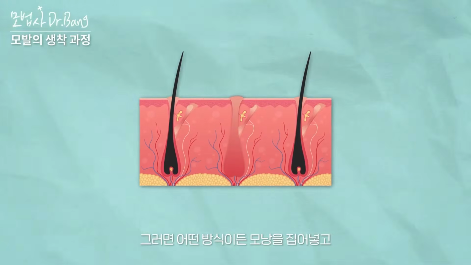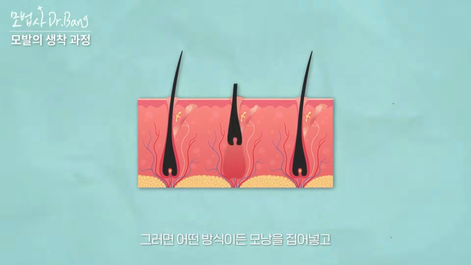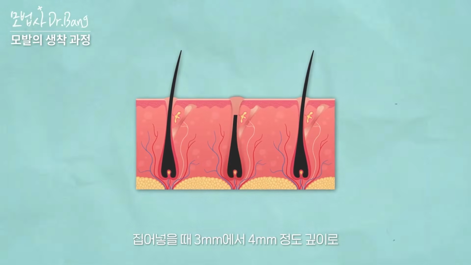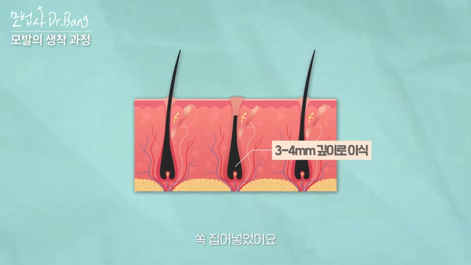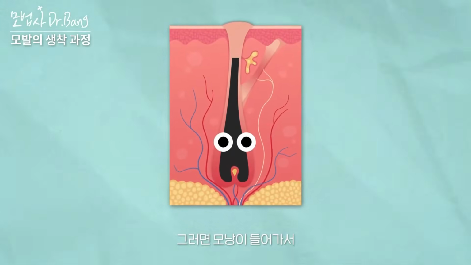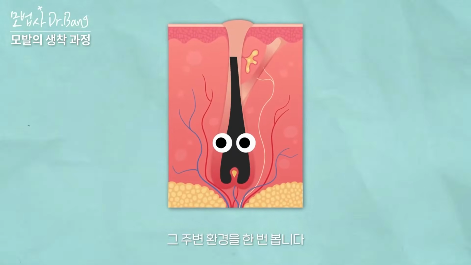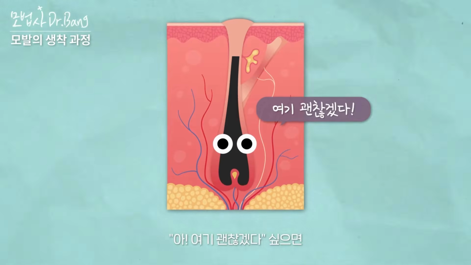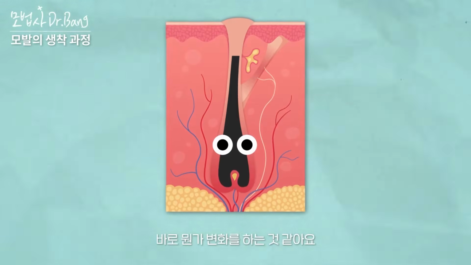The scalp exists, so a hair follicle is inserted there by whatever means. It's inserted deep, about 3 to 4 millimeters. Once it's in, this little guy takes a look at its new surroundings. So if it thinks, this spot feels right, it seems to instantly make changes.